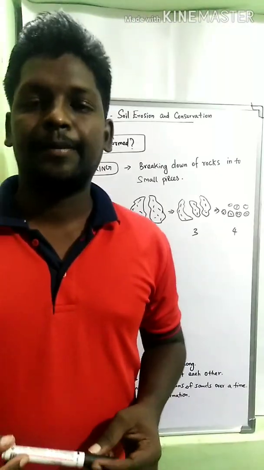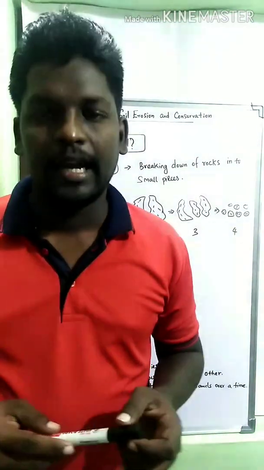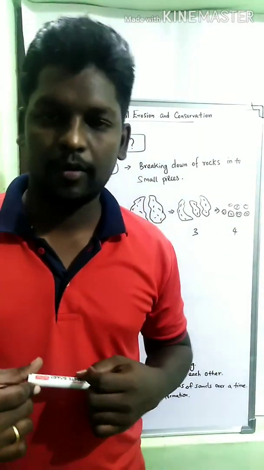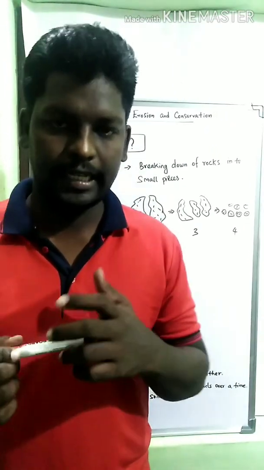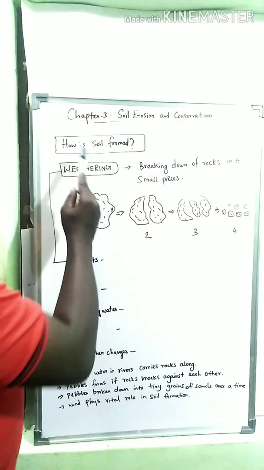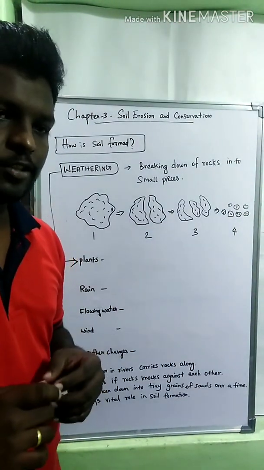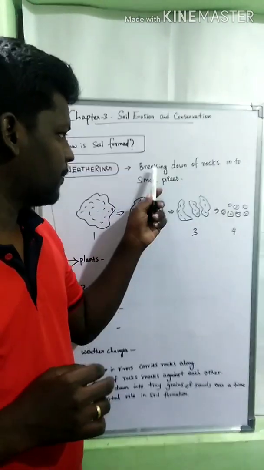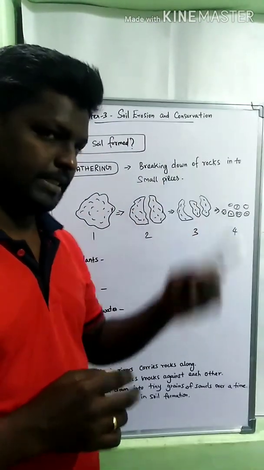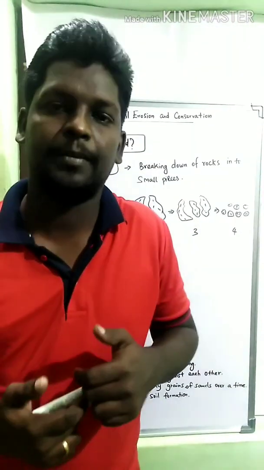This is chapter 3, soil erosion and conservation. The topic which we are going to discuss now is how is soil formed? There is a process which is called weathering. Weathering means breaking down of rocks into small pieces. What does it mean? Breaking down of rocks into small pieces.